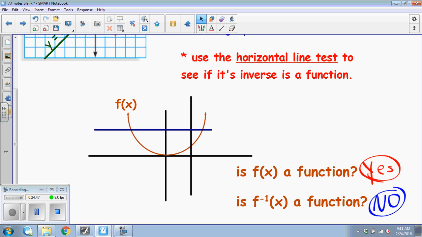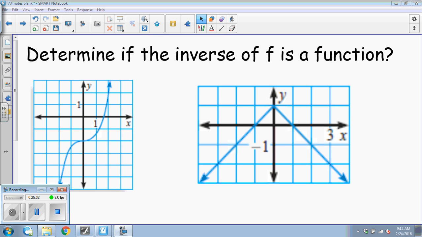Because you don't want to have to go through, and some of these graphs look crazy, and actually try to reflect them across a diagonal line. That's difficult. But all you have to do is a horizontal line test to tell whether it's the inverse of the function. Does everybody understand? So we do a straight up and down vertical line test to tell whether that graph is a function. But we do the horizontal line, since inverse means opposite, right? So we do the opposite line test to tell whether its opposite is a function. Okay?